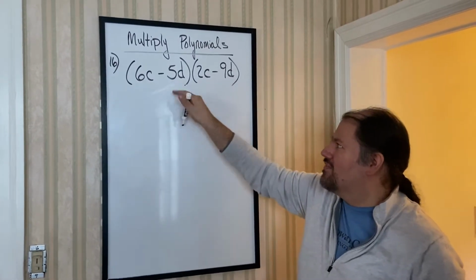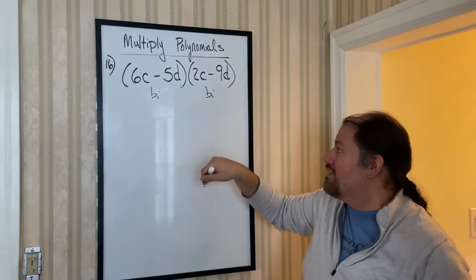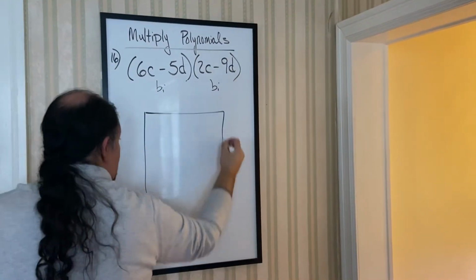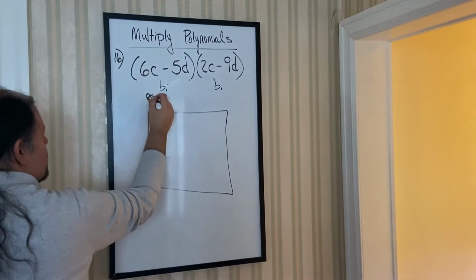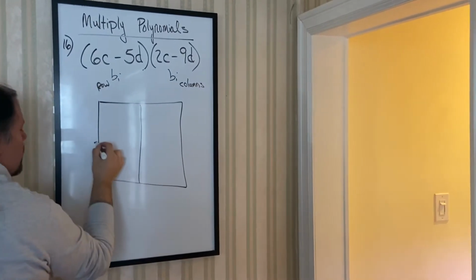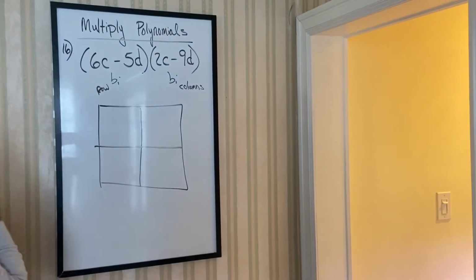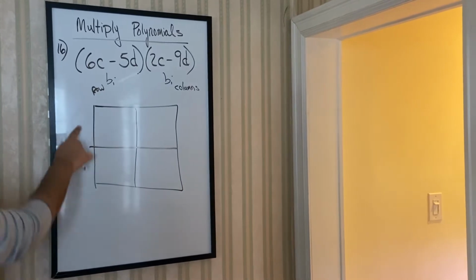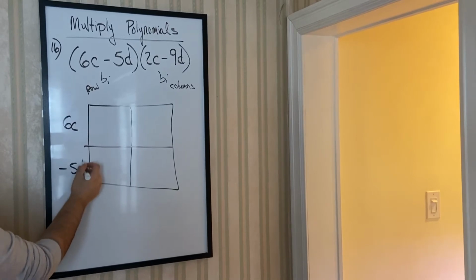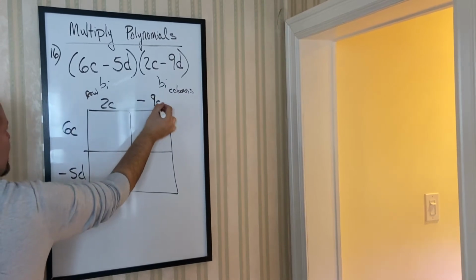Notice this has two terms. So this is a binomial again. And this has two terms. So I'm going to draw a rectangle that is 2 by 2. Again, it doesn't matter if this is rows and this is columns. So there we go. There's my 2 rows. There's my 2 columns. Again, since they're both 2 by 2, it doesn't matter which one you put on the left and which one you put on the top. So I'll do the 6C minus 5D, and then the 2C minus, always bring over the sign, 9D.